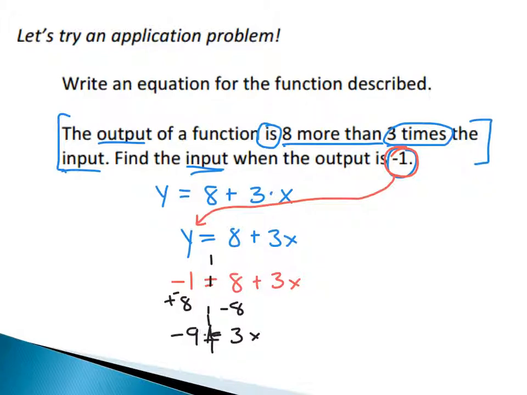My equal sign is there. Equals 3x. Last thing I'm going to do, 3x, that really means multiplication. So I'm going to divide by 3, do the inverse operation to both sides. And that's going to give me x equals negative 9 divided by 3, which is negative 3. And there's my answer. That's my input. So again, being able to look at a word problem, being able to translate it into an equation in this case, and then being able to figure out what I'm actually solving for.